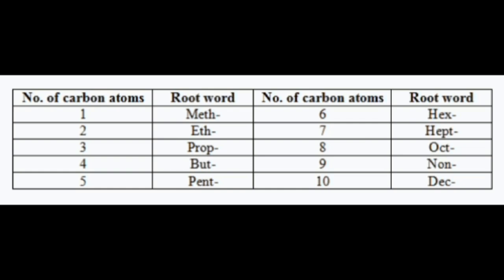First and foremost, we need to learn the root words that are associated with the number of carbon atoms present in the hydrocarbon chain. Suppose your hydrocarbon chain contains only one carbon atom, the root word given will be meth. If there are 2 carbon atoms, the root word will be eth. 3, prop; 4, but; 5, pent; 6, hex; 7, hept; 8, oct; 9, non; 10, dec.